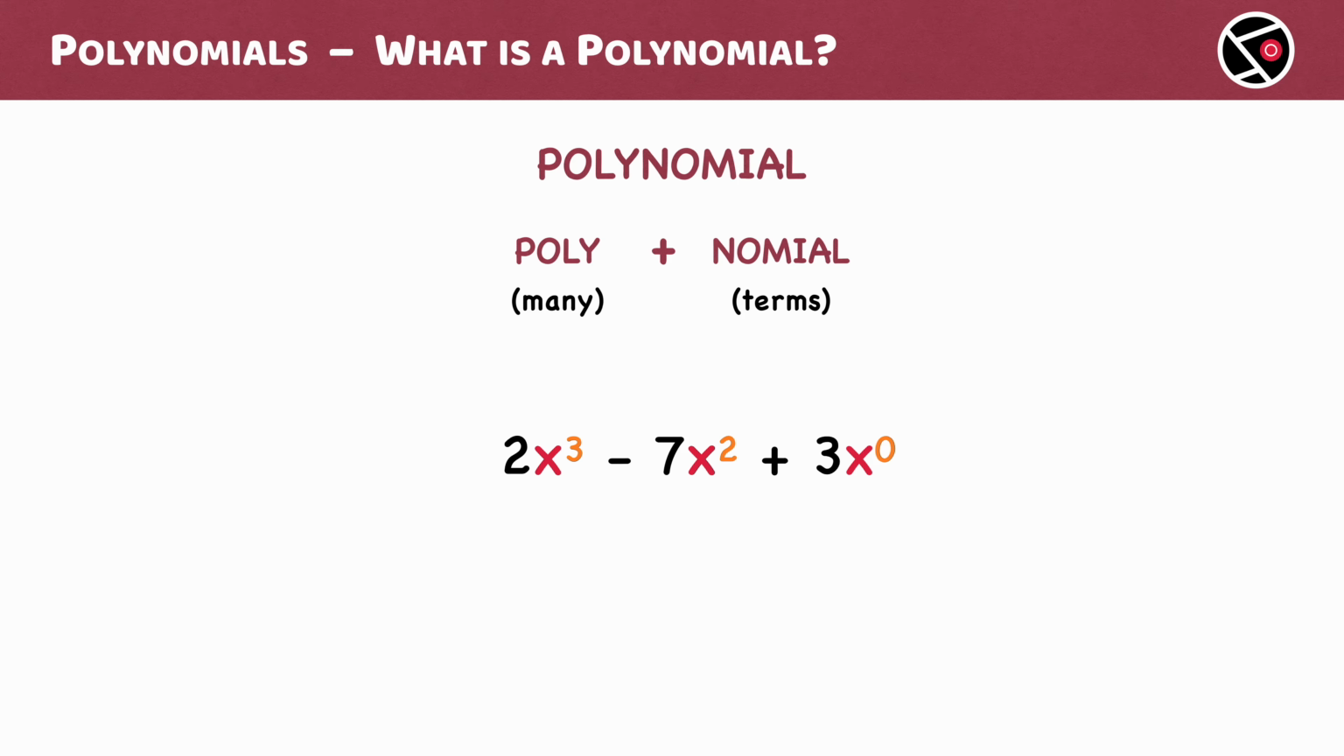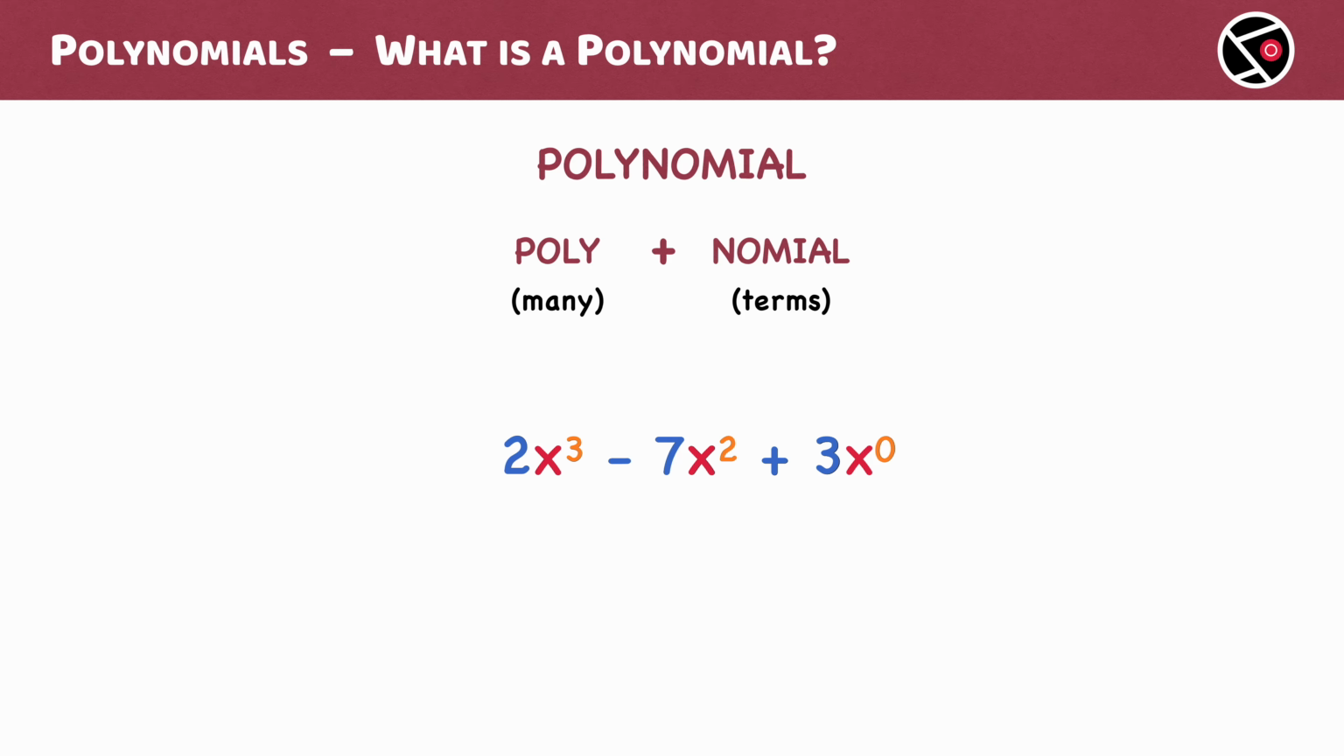And finally, we have the coefficients. The coefficient is simply the number multiplying the variable. So, for the first term, 2x cube, the coefficient is 2. For negative 7x square, the coefficient is minus 7. And for the third term, the coefficient is plus 3.